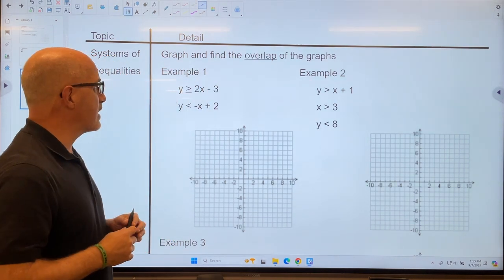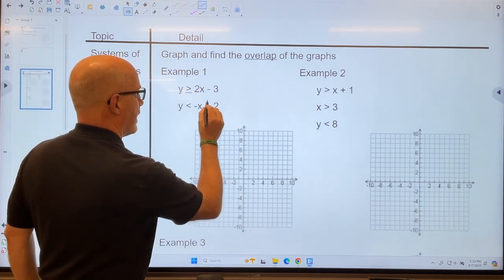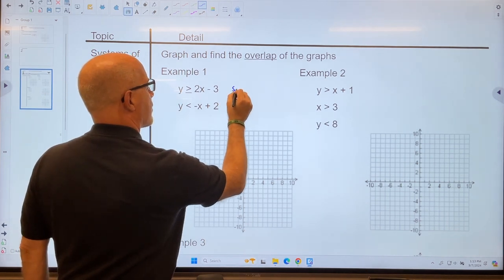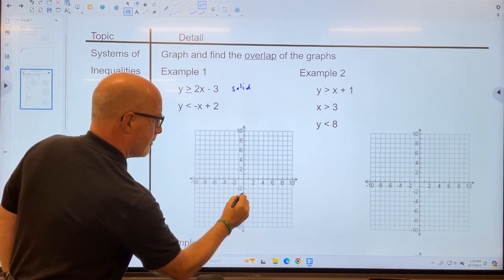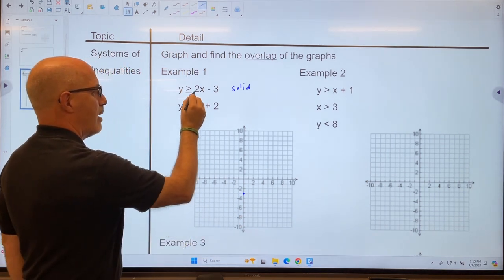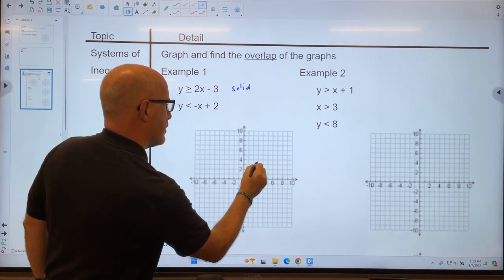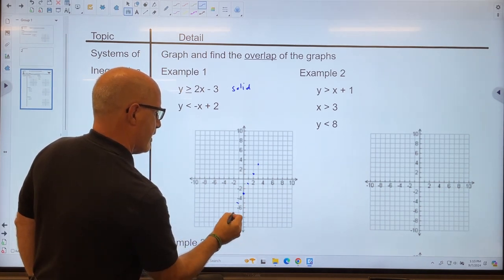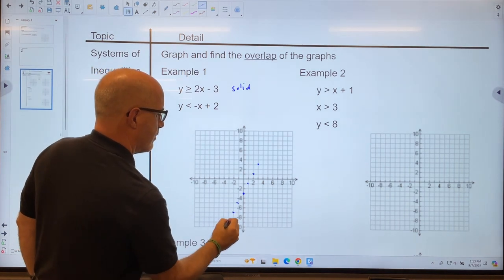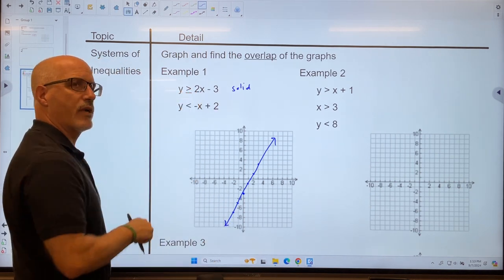So when I look at this example here, I'm going to start with the y-intercept on this one, and I'm going to make this, remember, a solid graph. So I'm going to start with -3, and then I'm going to go up 2 over 1, up 2 over 1. If I went down 2, I'd have to go over a -1, down 2 over -1. And then you draw the line through those points. And this one's going to be a solid graph because it has the or equal to.